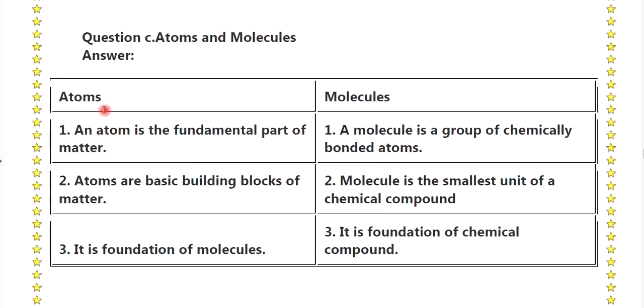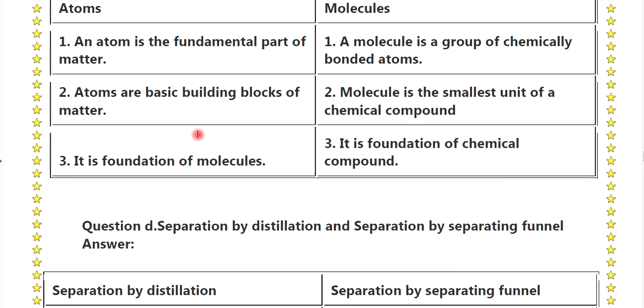Question C, atoms and molecule. Answers: an atom is the fundamental part of matter. A molecule is a group of chemically bonded atoms. Atoms are the basic building blocks of matter. A molecule is the smallest unit of a chemical compound. Atoms are the foundation of molecules. Molecules are the foundation of chemical compounds.